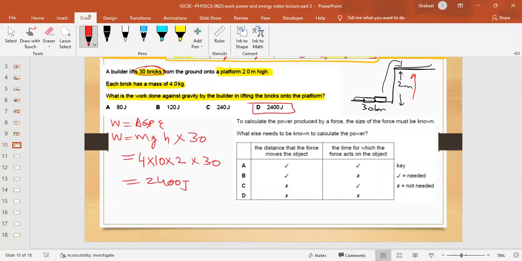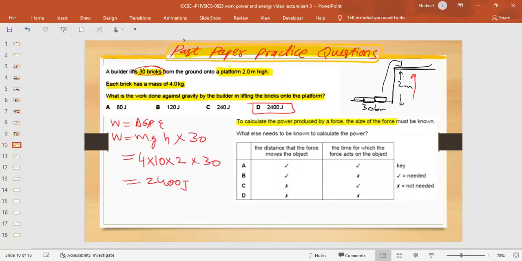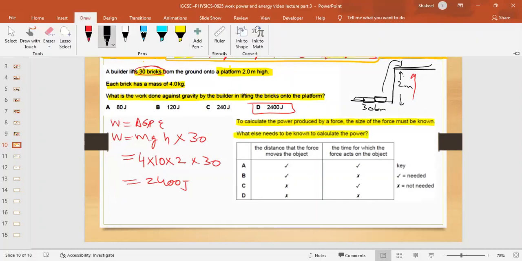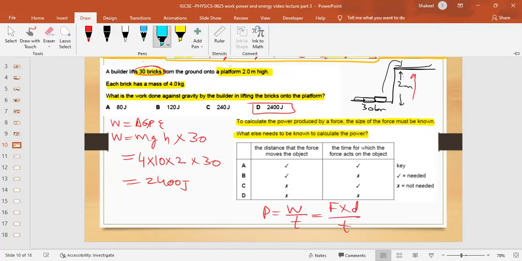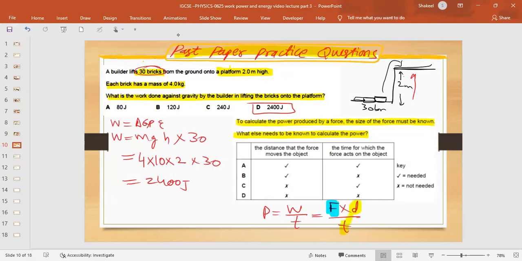Okay, the next question: to calculate the power produced by a force, the size of the force must be known. What else needs to be known to calculate the power? Well, power is work done over time, and work done is force into distance. So if the force is known, you have to use the other two things, which are distance and time. So it's option A.